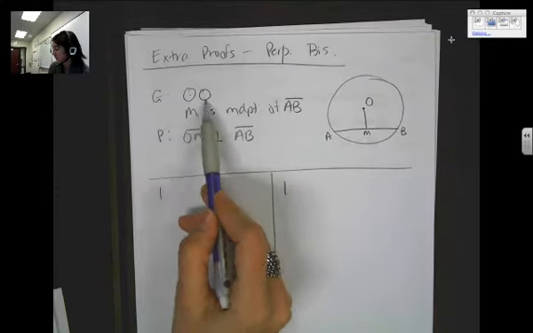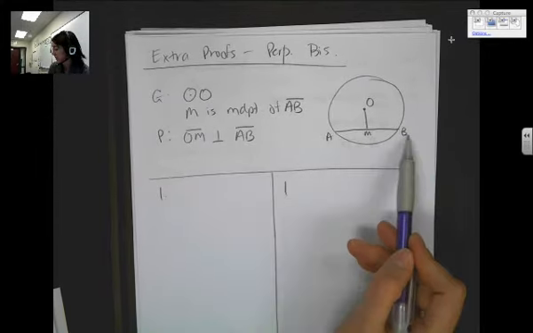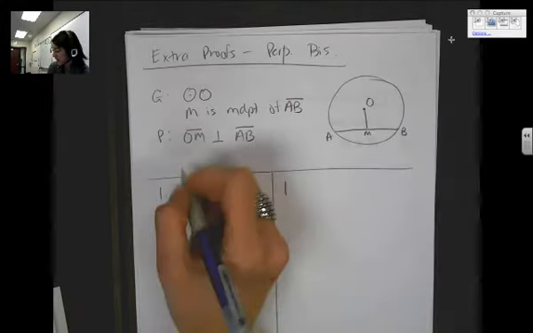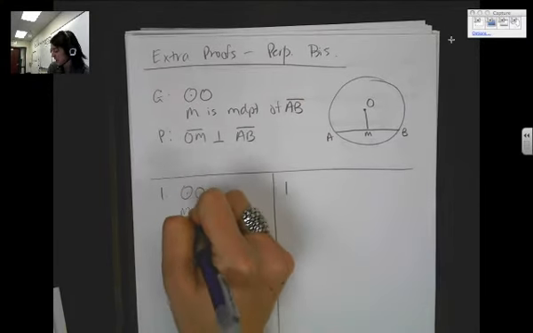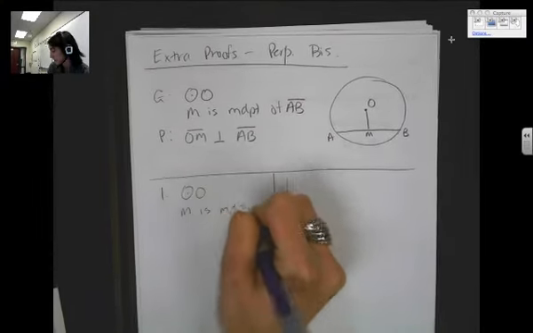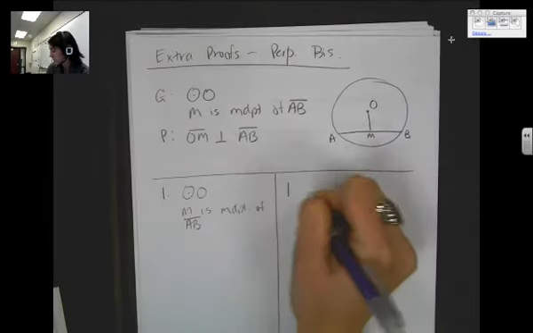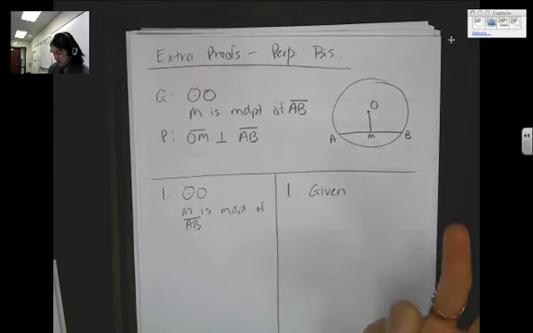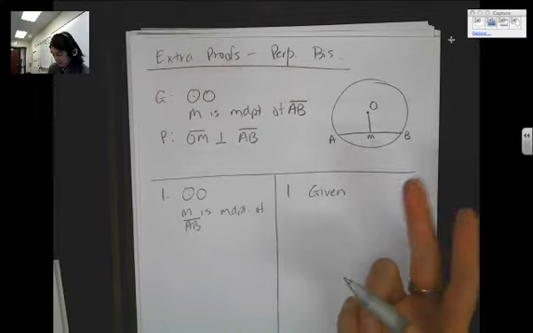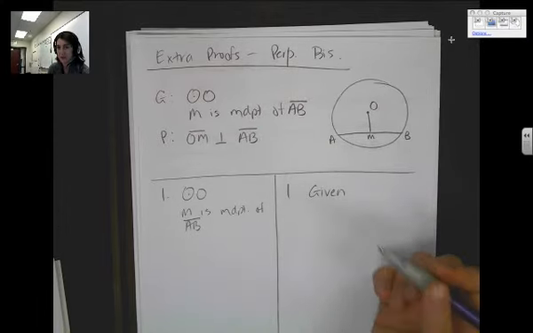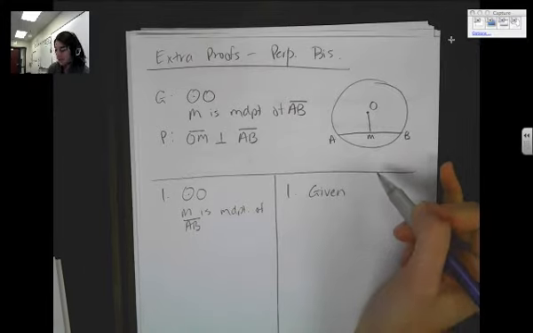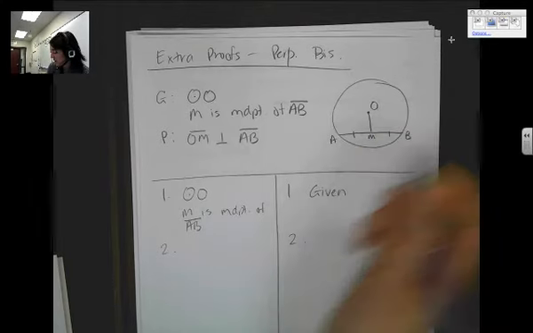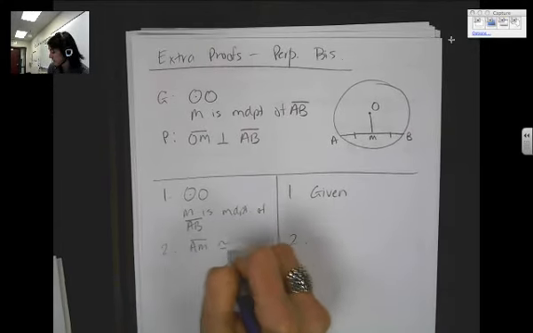Given information is circle O, and that M is the midpoint of segment AB, and we're going to try to prove that segment OM is perpendicular to segment AB. So I'm going to go ahead and put the given information in my first step. And then I'm going to try to use that if 2 points are equidistant from the endpoints of a segment, then they determine the perpendicular bisector of the segment. I think I can get two sets of congruent segments here. I can get this set right here because of definition of midpoint.